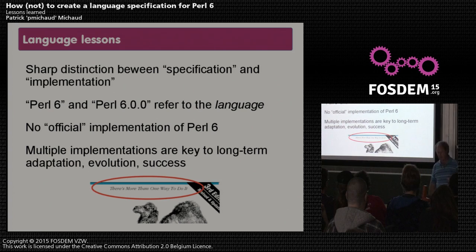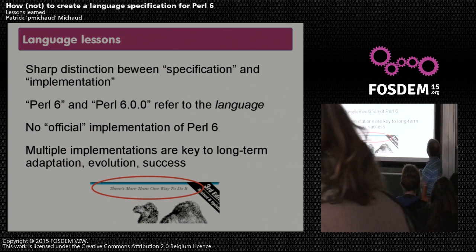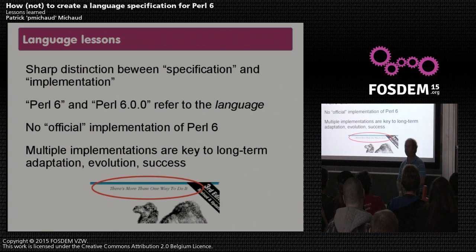Another part of language design that Perl 6 gets correct is that we're making, unlike a lot of other places, a sharp distinction between our specification and our implementations. So the term Perl 6 always refers to the language. It never refers to the compiler, right? And that, again, is different from Perl 5.